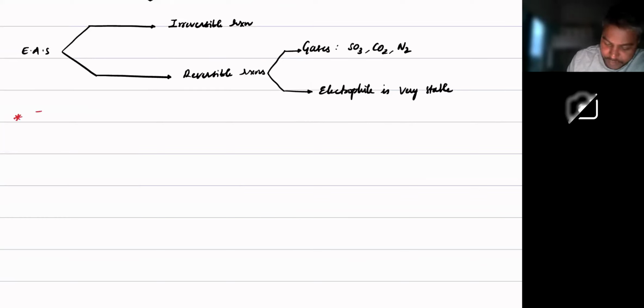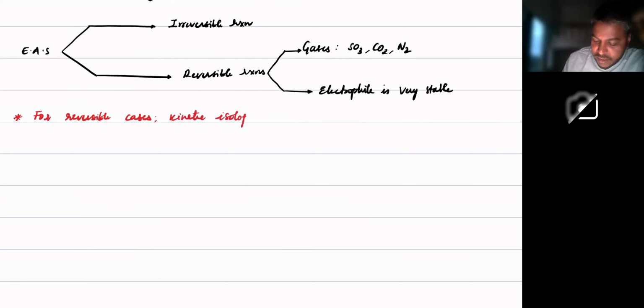So for reversible cases, this is an important point you need to learn. For reversible cases, correct? You will see a kinetic isotopic effect is observed. Clear? Yes. So what does that mean? Suppose you take the rate of reaction, okay?